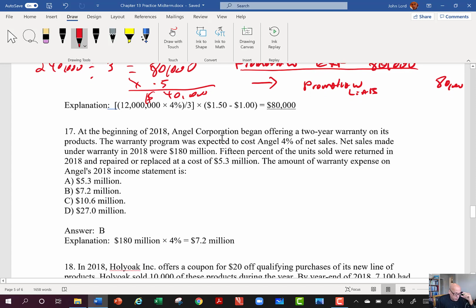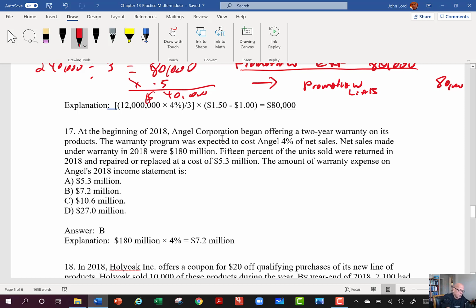At the beginning of 2018, Angel Corporation began offering a 2-year warranty on its product. The warranty program was expected to cost Angel 4% of net sales. Net sales made under warranty in 2018 were $180 million. 15% of the units sold were returned in 2018 and replaced at a cost of 5.3. The amount of warranty expense.